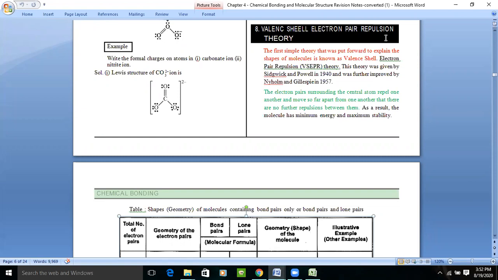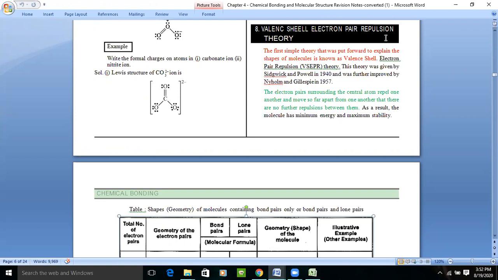So many things were explained by Lewis dot structure, but it failed to explain why molecules attain a shape, how molecules attain a shape, and why there is an angle, the bond angle, between the bonds around the central atom.